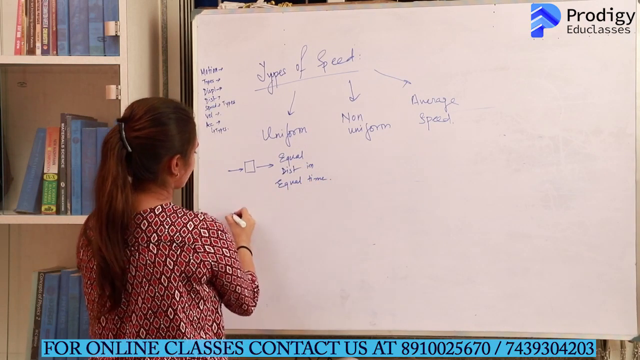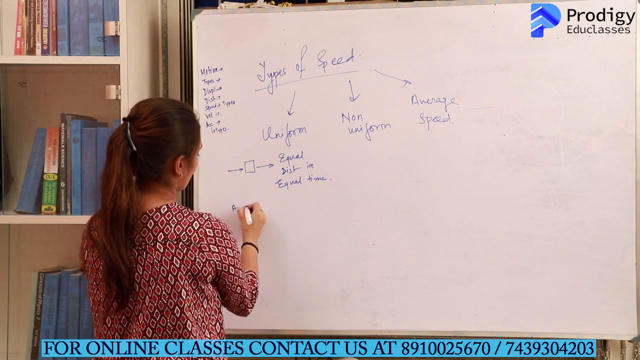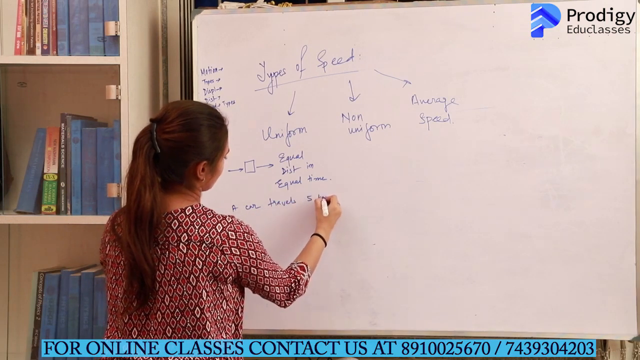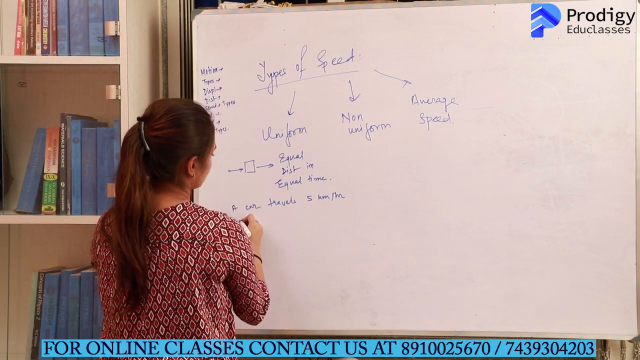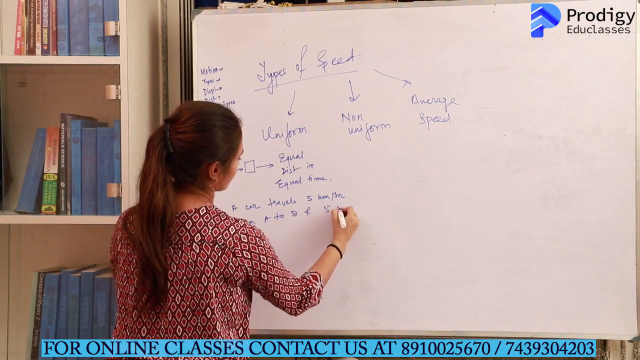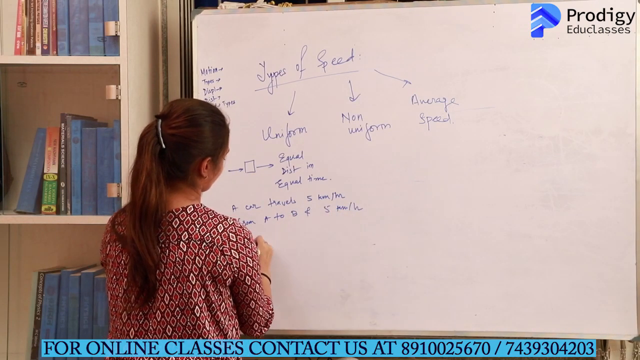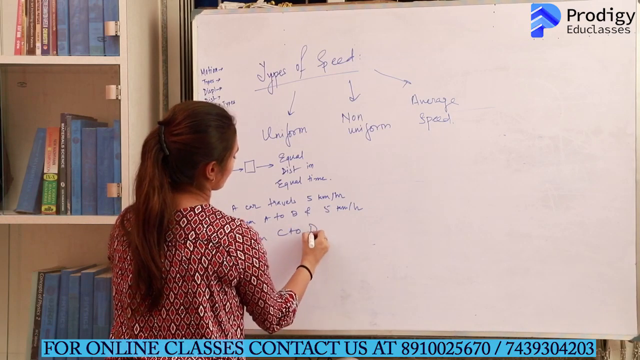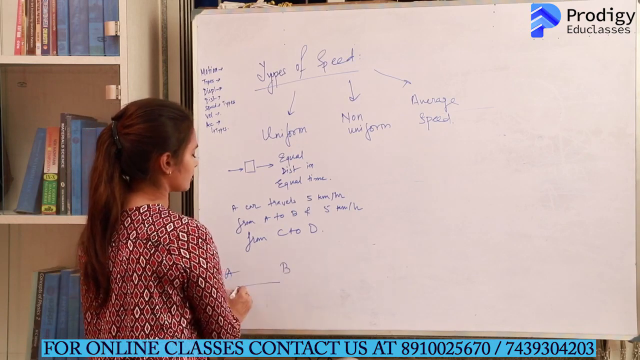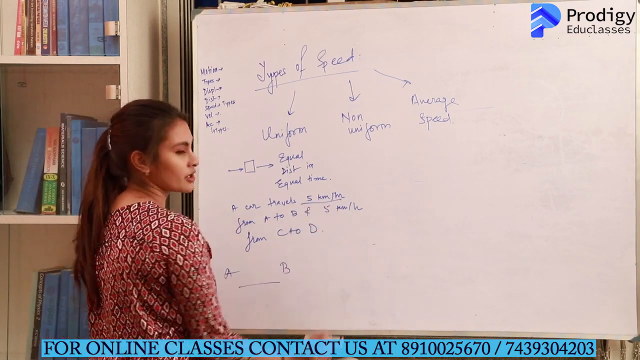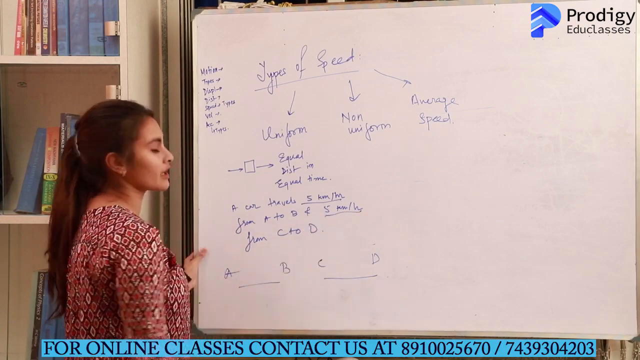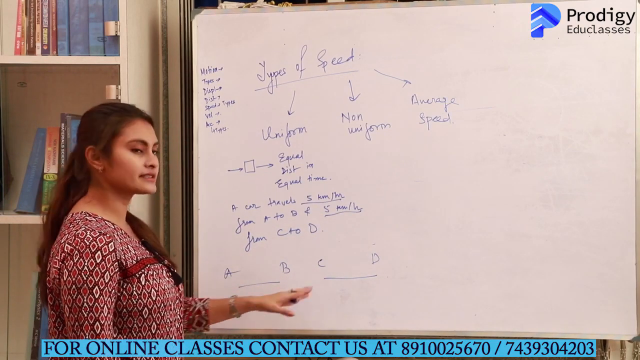Okay. Now for example, I say that a car travels 5 km per hour from A to B, and again 5 km per hour from C to D. So here we can see that the car travels from point A to point B maintaining a uniform or constant speed, that is 5 km per hour. Again the car travels from point C to D maintaining the same speed, that is 5 km per hour. So in this case, this is a uniform speed.